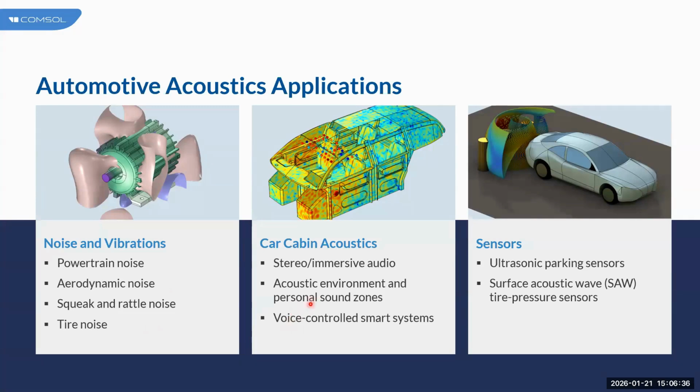The second group is where you analyze the sound which we are interested in listening to and optimizing for a better experience. So this is about the car cabin acoustics and optimization of the stereo systems inside the car cabin. You can also model the acoustics of the environment and the personal sound zones as well, and you can also model voice control smart systems. Finally, we have the sounds which we do not hear, which is on modeling sensors. It can be ultrasonic parking sensors or surface acoustic wave, SAW-based tire pressure sensors, etc.